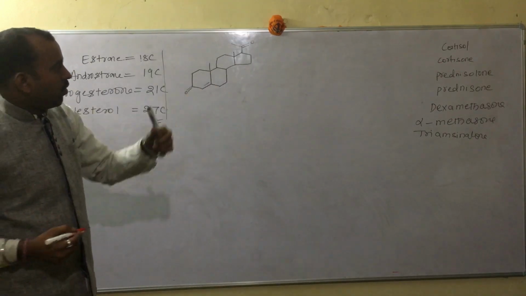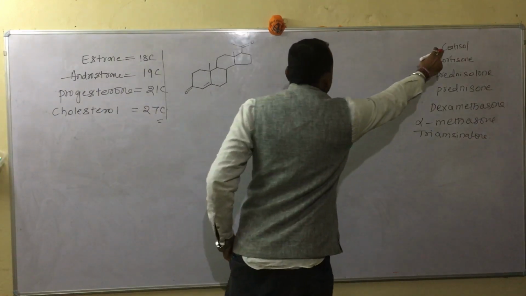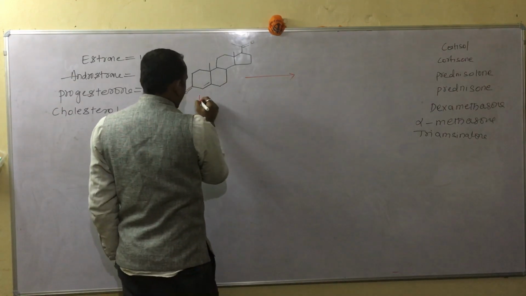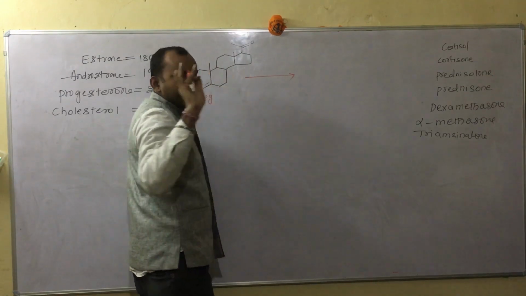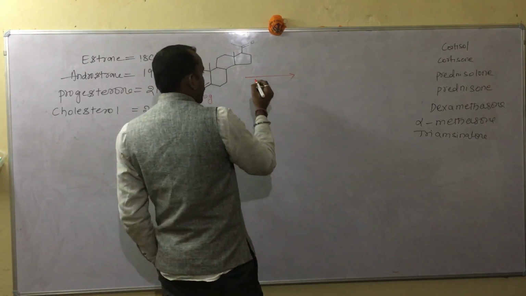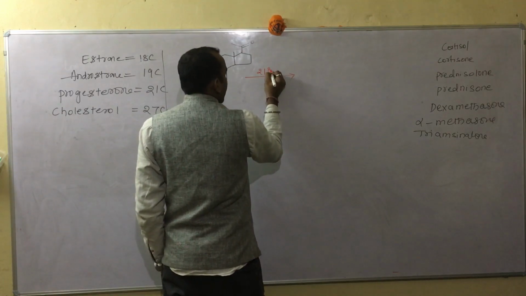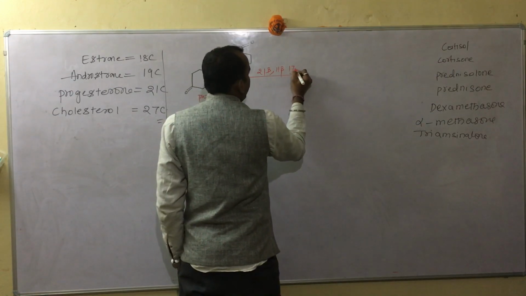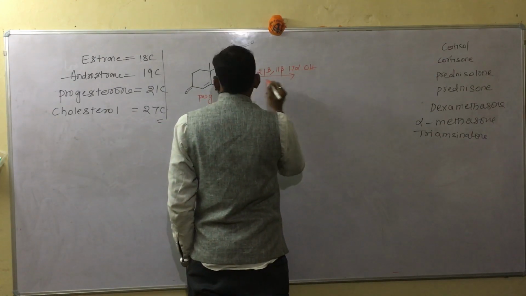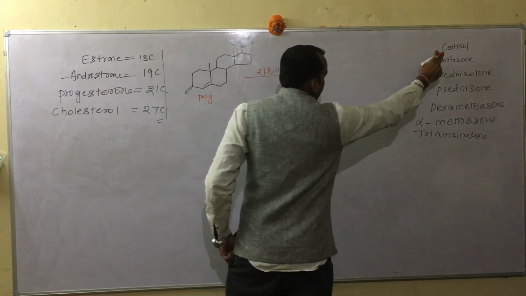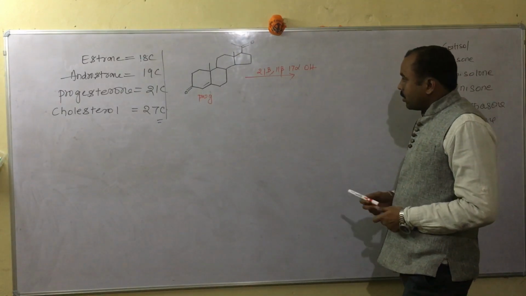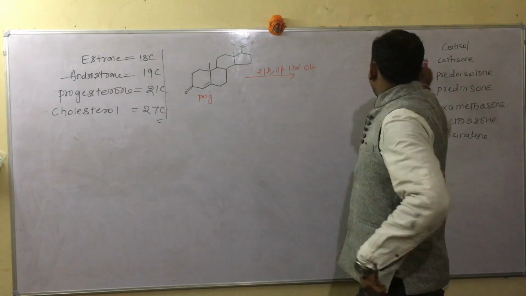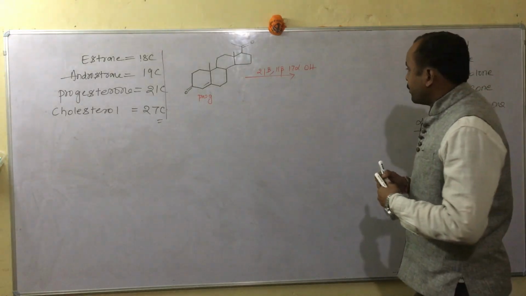Okay. Now cortisol is a modified structure of your progesterone with 3 changes. What are the 3 changes? 21 beta, 11 beta, 17 alpha hydroxy progesterone is your cortisol. Now if I make these 3 changes on progesterone, I will get cortisol. Let me try.